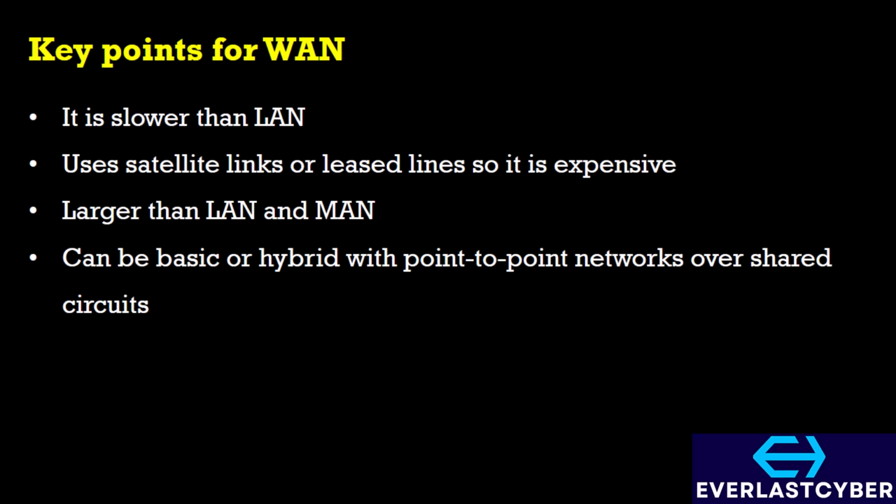WAN is also scalable because it allows organizations to expand their networks as needed to accommodate growth and changing requirements. It is essential for organizations with multiple locations or remote offices because it enables seamless communication, collaboration, and data sharing across large distances. So these are the key characteristics of a WAN network.